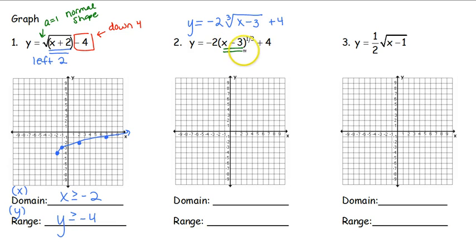The x minus 3, that's inside our grouping symbol, so that means that we're moving our starting point right 3. The plus 4 means that we're moving our starting point up 4. And now our negative 2. The negative 2 means that it's going to be reflected, and normally that makes our graph more narrow, but we have the inverse now, so now it's going to be more spread out.